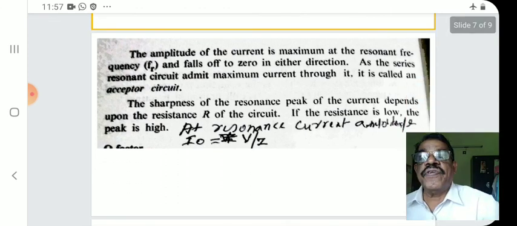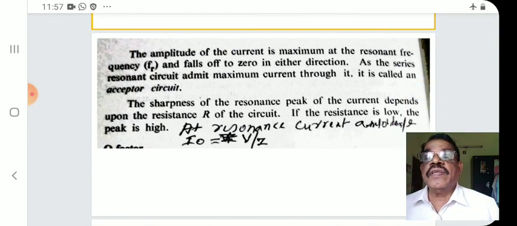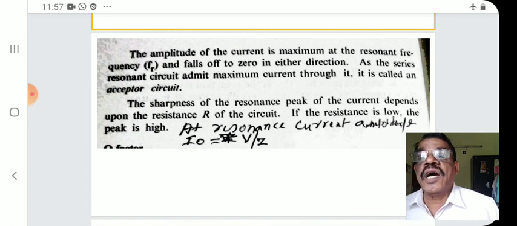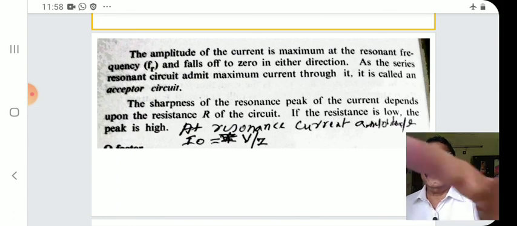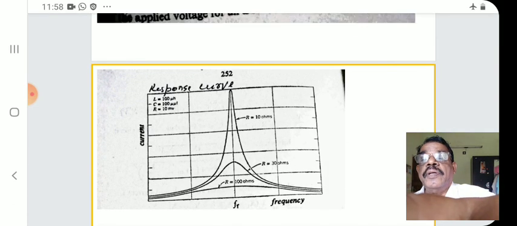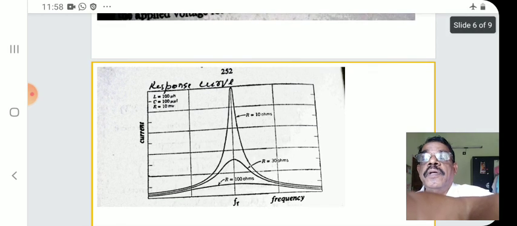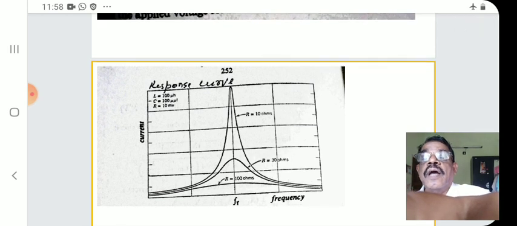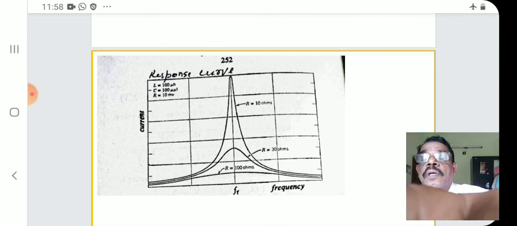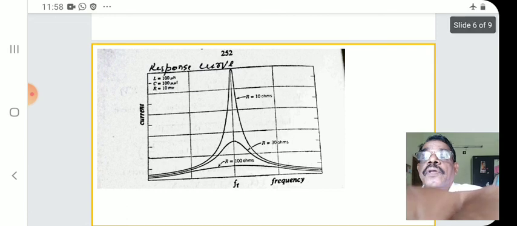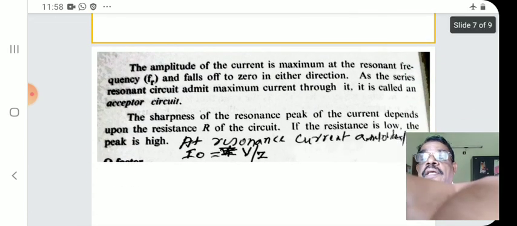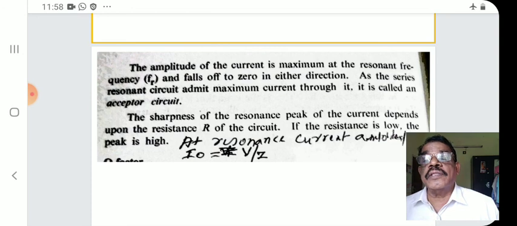The sharpness of resonance peak of the current depends upon the resistance R of the circuit. If the resistance is low, the peak is high. You look here, 2 graphs are shown in the figure. The peak is high when R is low. Peak is not so high when R is high. When R is low, the resonance current I0 is V0 by Z, V0 by R at resonance. If R is small, I0 is maximum.